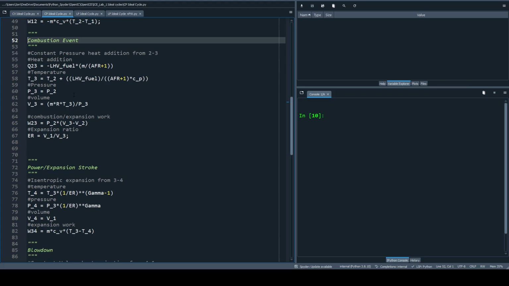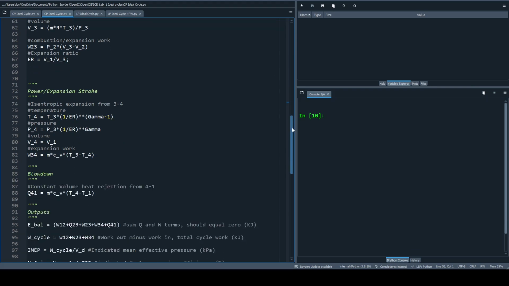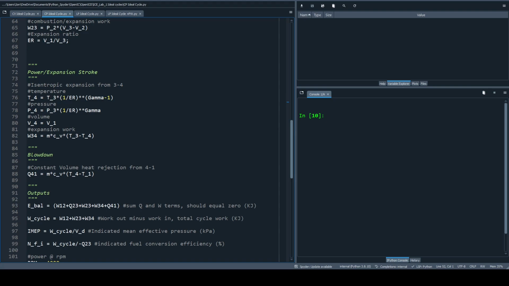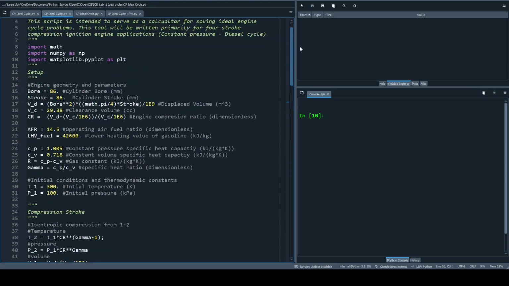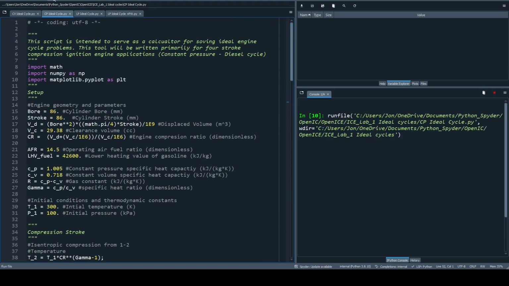Oh, no, sorry. So work normally isn't calculated during the combustion event, but since the volume is changing over the combustion event, we have to calculate it. And then our expansion ratio will be calculated and used instead of compression ratio. So we just throw expansion ratio in here, and the rest of this is very much the same. So let's run it, see what we get.